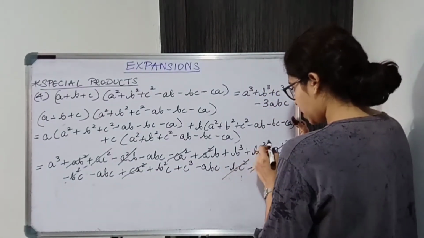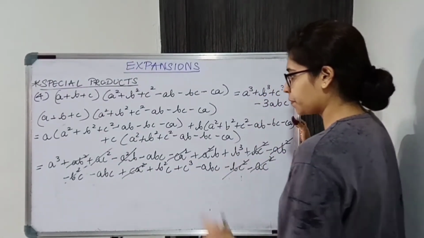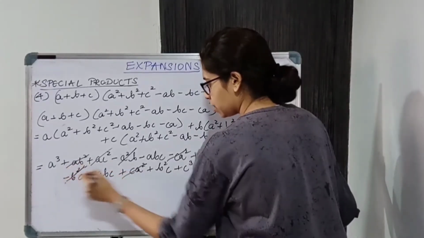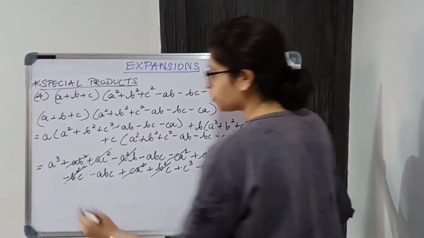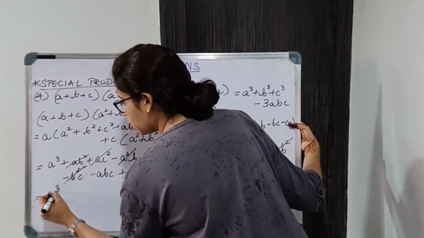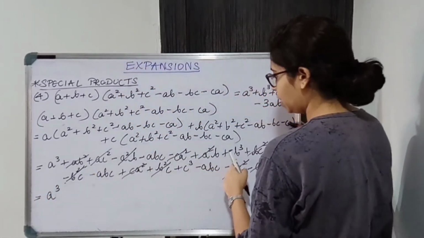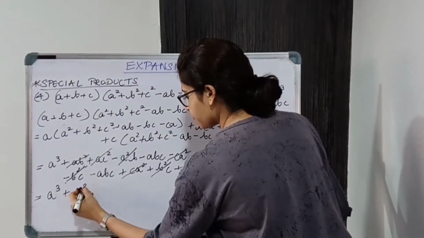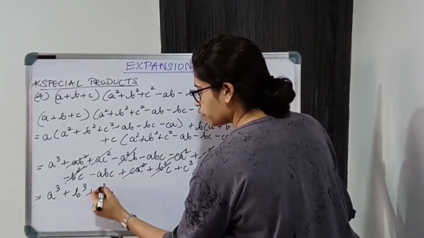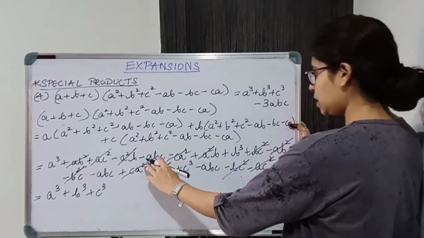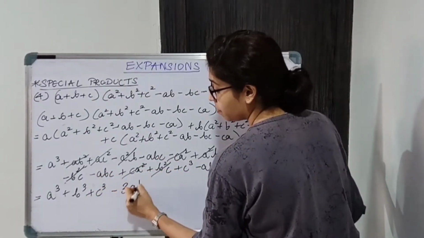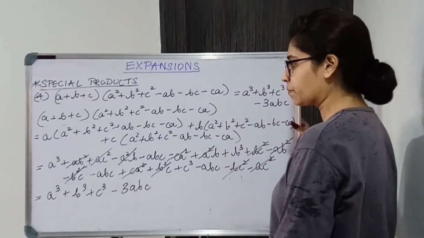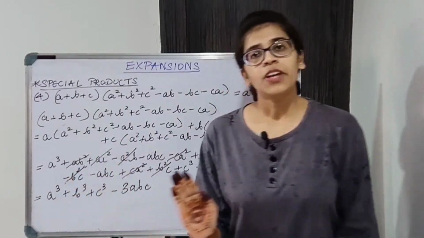So bc square negative, bc square positive, b square c positive, b square c negative. Okay, so everything got cancelled. We are left with a cube plus b cube plus c cube, minus abc, minus abc, minus abc, so minus 3abc. Okay, so we easily arrived at RHS.